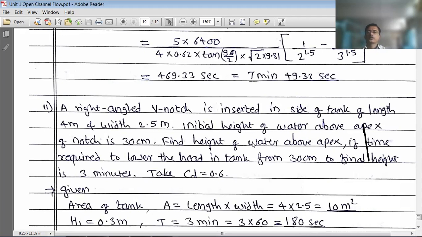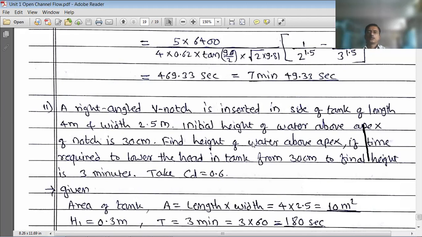Find height of water above the apex, if time required to lower the head in tank from 30 centimeter to final height is 3 minutes. Take Cd is equal to 0.6.